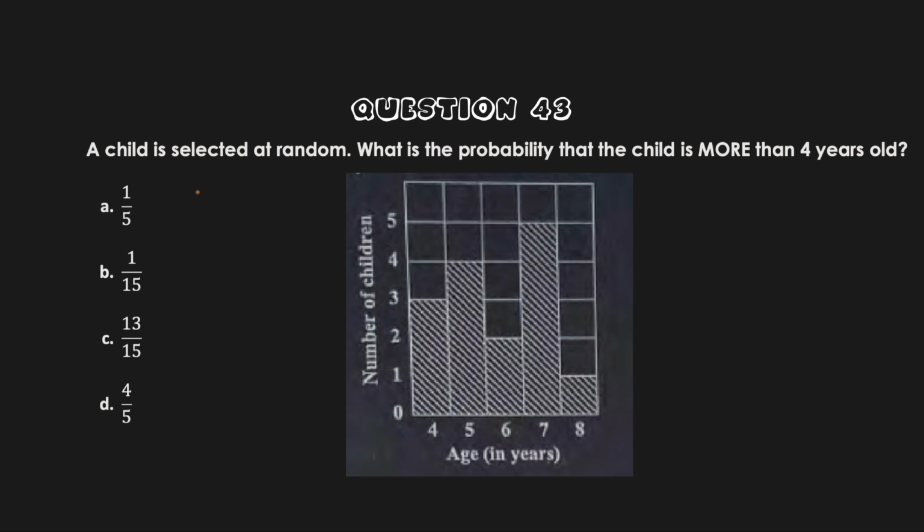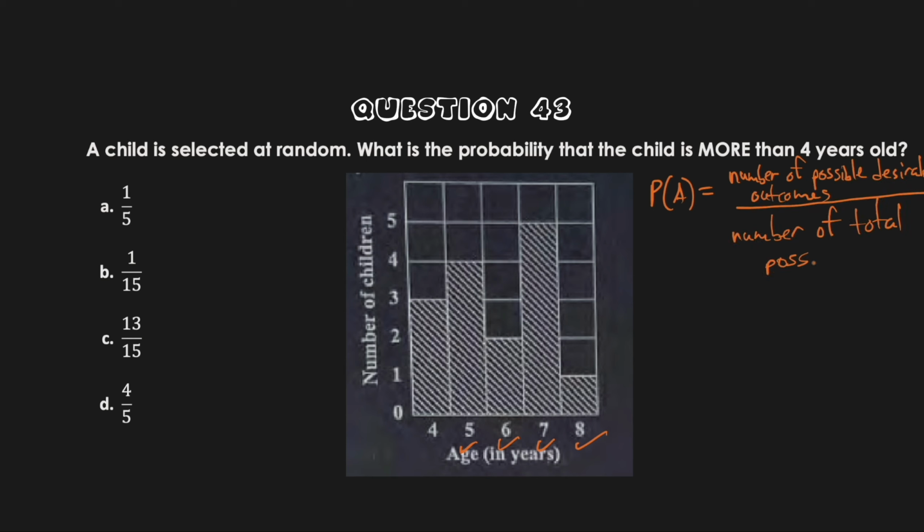So it says here, a child is selected at random. What is the probability that the child is more than 4 years old? So we want people who are more than 4. So who would be more than 4? More than 4, we are talking about 5, 6, 7, 8. So when we are talking about probability, we need to figure out the total number of students we have first. Then we figure out how many people are more than 4 years. Okay, so the probability of an event A is equal to the number of possible desirable outcomes over the number of total possibilities. So we need to figure out what the total possibilities would be in this case.